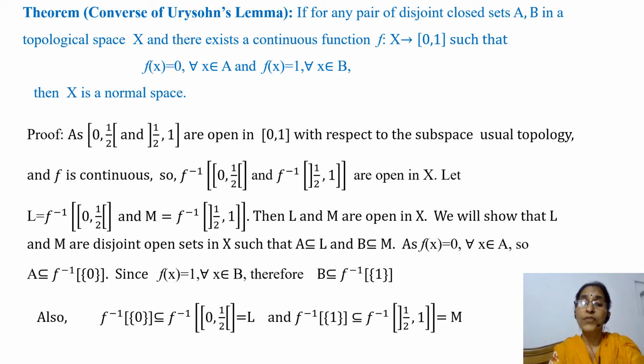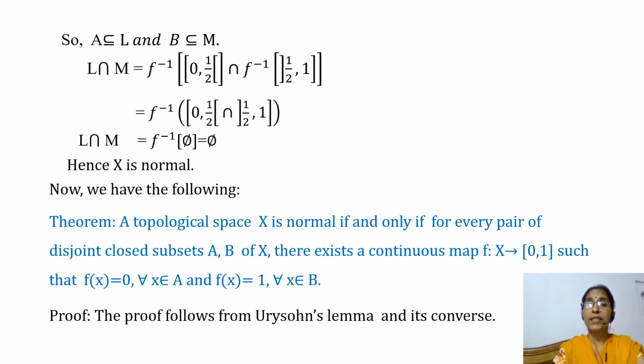Also, inverse image of singleton {0} under f is contained in inverse image of left closed and right open interval [0, 1/2) under f, and that is equal to L. And since f inverse of {0} contains A, here we find that A is contained in L. And inverse image of singleton {1} under f is contained in inverse image of left open and right closed interval (1/2, 1] under f, that is equal to M. But as we have seen earlier that B is contained in f inverse of singleton {1}, so B is contained in M. So A is contained in L and B is contained in M.